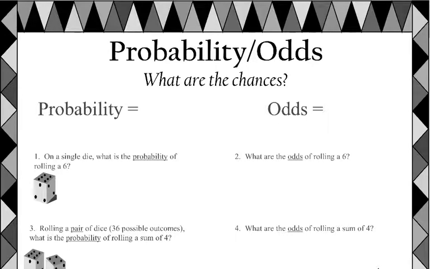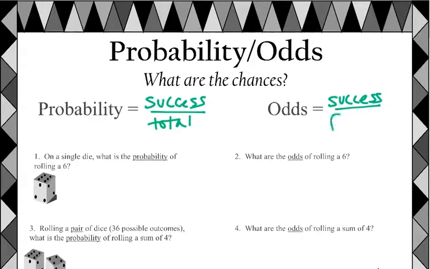Probability and odds. We use these words interchangeably, like what's the probability that we're going to have a snow day? What are the odds we're going to have a snow day? And those are actually different things, right? So what's the difference? Probability is success over total, which is different than odds, because odds is success to failure.